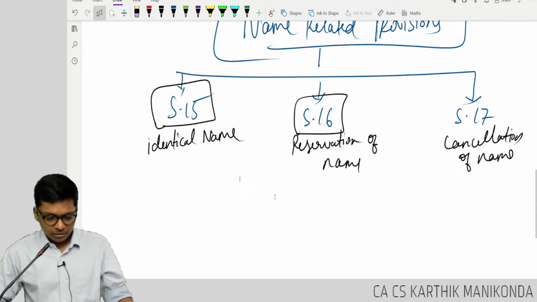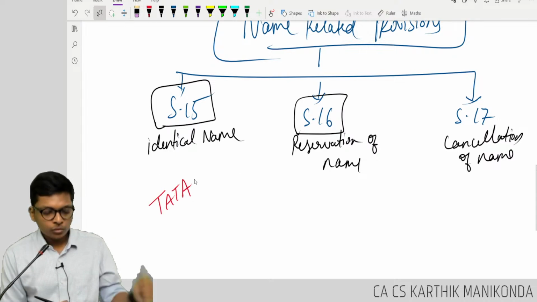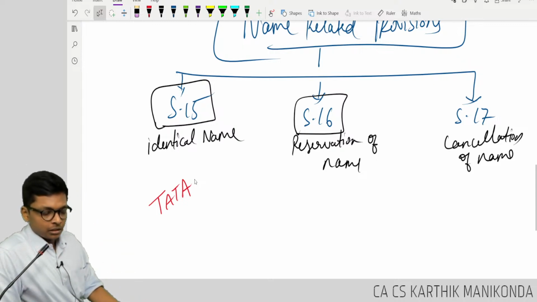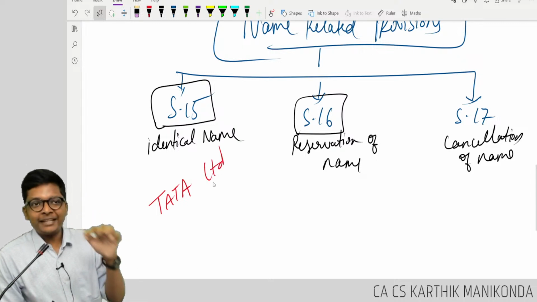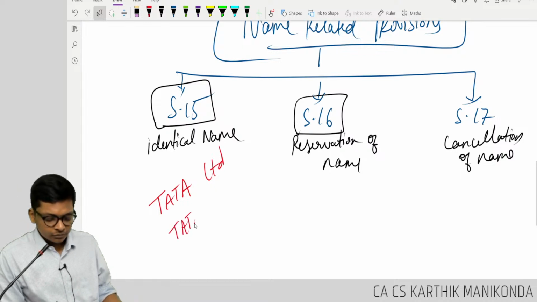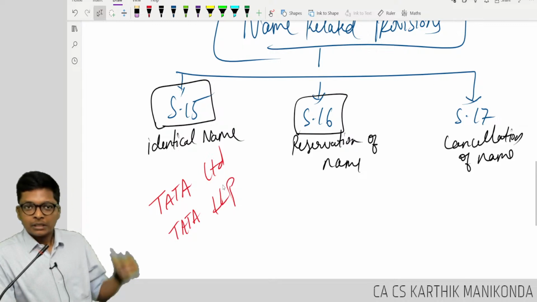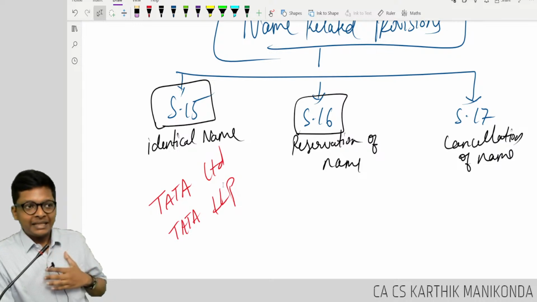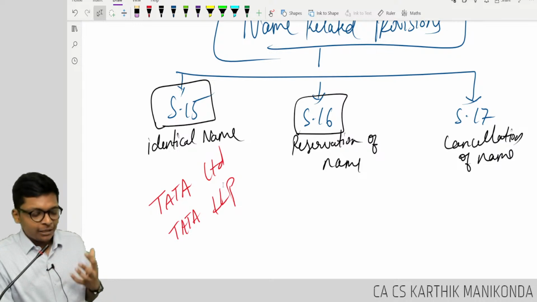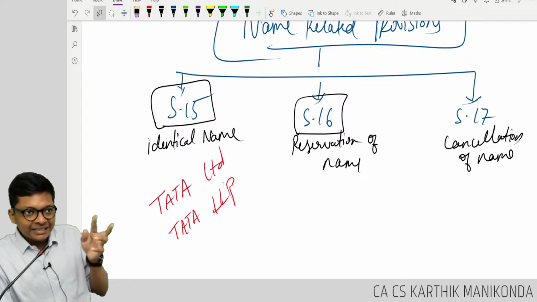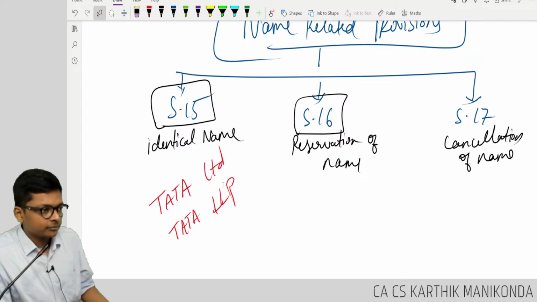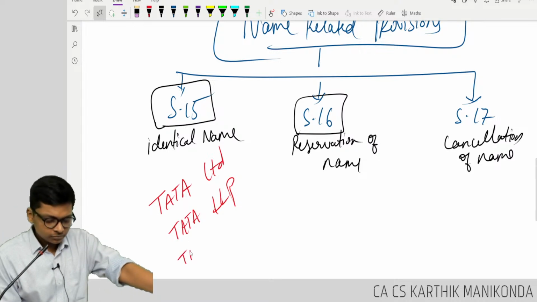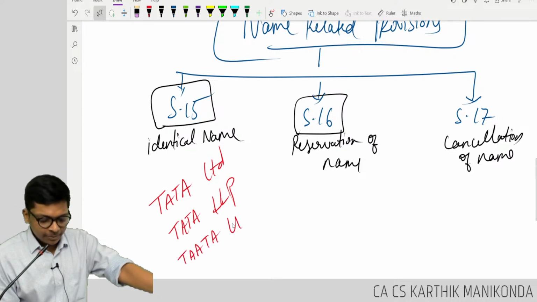Can I start an LLP? Let's say that we have a company called Tata Limited. Can I start Tata LLP? No. The name should not be identical or similar to any other LLP or company. Sir, then can I start Tata LLP?